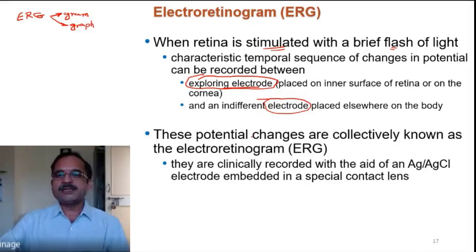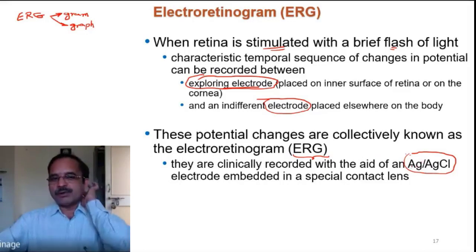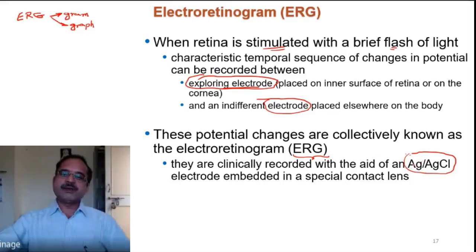Now these potential changes are known as electroretinogram, that is ERG, and they are clinically recorded with the aid of silver and silver chloride electrodes. So the electrodes used here are silver or silver chloride electrodes. Now, for selecting this silver or silver chloride, it is related to the half cell potentials of this material that we'll see.